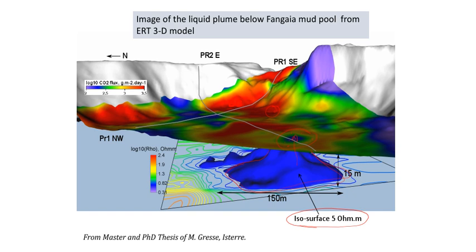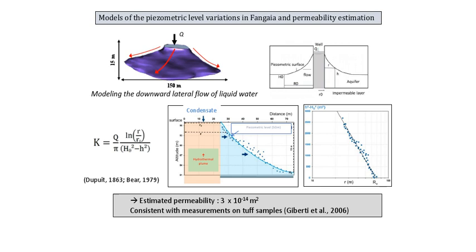From the shape of this conductor, we can model the gravity downflow of the condensate here. So this is the rising hydrothermal fluid and the condensate downflow, and we can find the permeability of the system, which is consistent with measurements of the tuff sample. We'll see now another example of resistivity and a hydrothermal system.